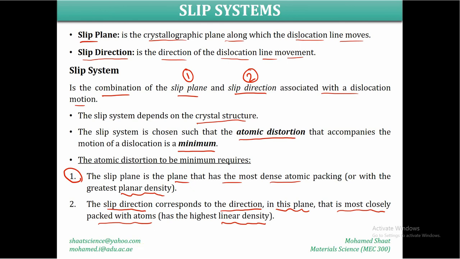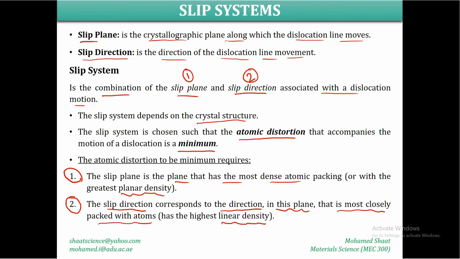It means that, just like the slip plane, you have to choose the slip direction that is filled with atoms, that is more dense with atoms. This is the one with the highest linear density among the many crystallographic directions of the slip plane that you chose. So this is how we can identify the slip system for any crystal structure or any material, depending on its crystal structure. And this is what defines the slip system.